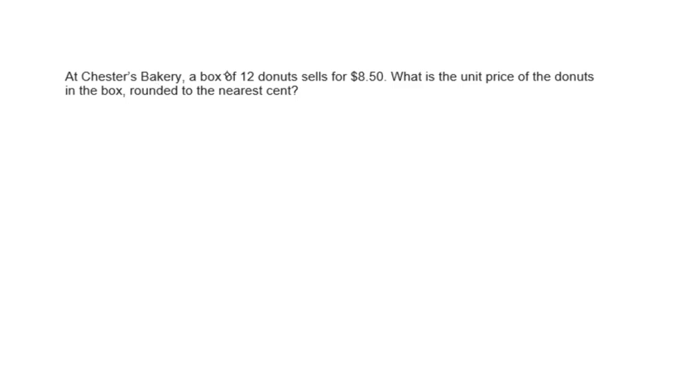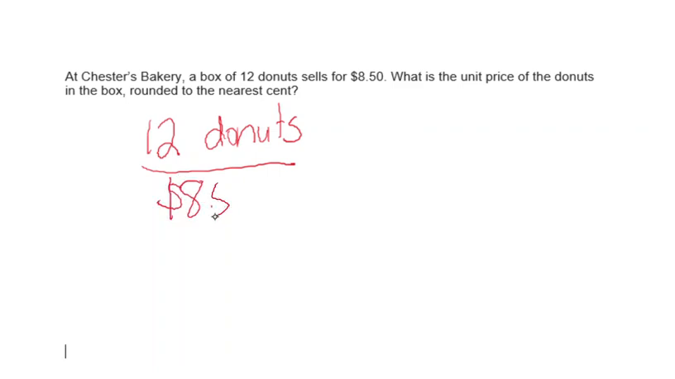At Chester's Bakery, a box of 12 donuts sells for $8.50. So we know for every 12 donuts, we pay $8.50. We want to know what is the unit price of the donuts, rounded to the nearest cent. So we want to know how much does one donut cost.